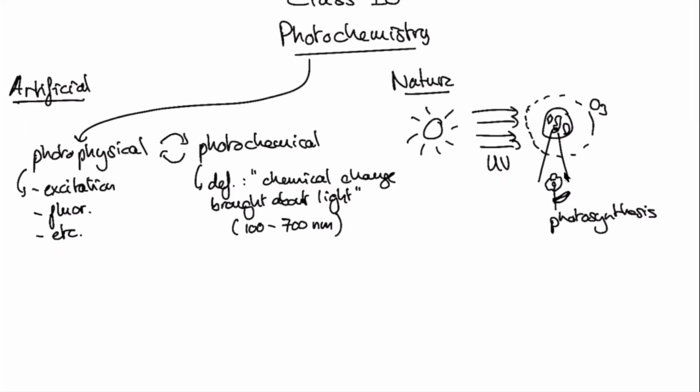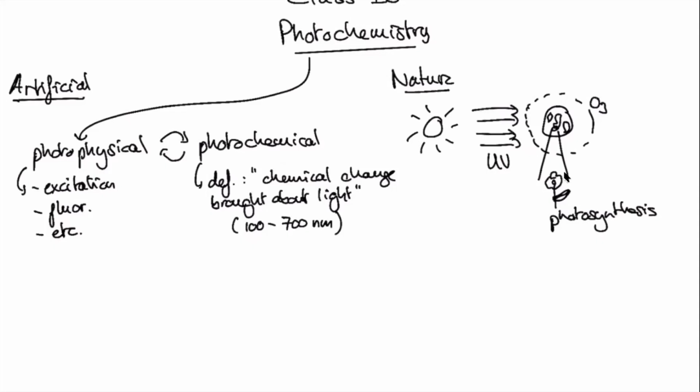What's the main difference between photophysical and photochemical? Photophysical processes are mostly reversible, right? You can excite the molecule, it can fluoresce, it goes back to the ground state. No harm done, typically. Photochemical processes are mostly irreversible. So the cool thing is we make new chemical species.